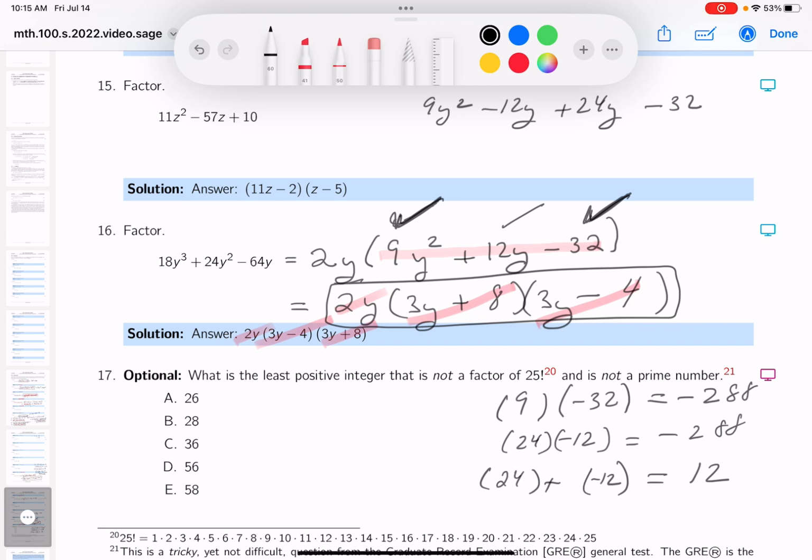Factor by grouping, all right? What do you do the first 2 terms? 3y, we left off with 3y minus 4. Next 2 terms, what comes out? 8. What do you get? 3y minus 4. Does that factor? Yeah, 3y minus 4 and 3y plus 8. What do you get? 3y plus 8, 3y minus 4.